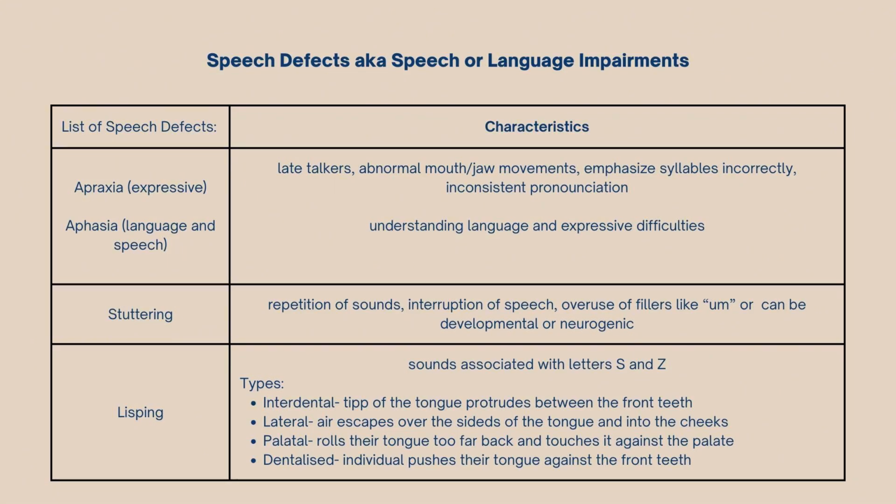To compare, aphasia is a language and speech disorder, so the difficulty is more on understanding language and expression. Next is stuttering. There's a repetition of sounds, interruption of speech, and overuse of fillers, and it can be developmental or neurogenic. The next is lisping. These are sounds associated with the letters S and C, so they have difficulty saying those. There are different types: interdental, lateral, palatal, and dentalized.